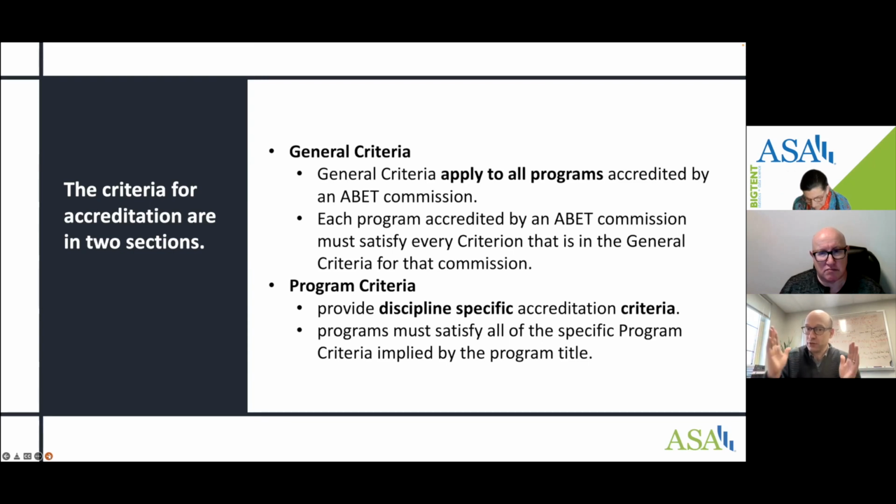So even though there are two commissions, I want to get the language right, there are two commissions, ANSAC and CAC, each one of them has general criteria, each one of them has program criteria relevant to DS, but the DS parts match, okay? More or less. Now, one other thing about these general versus program criteria. If you're doing DS, you have to both satisfy the general and the DS specific program criteria.